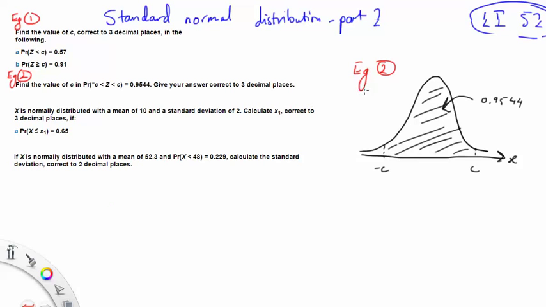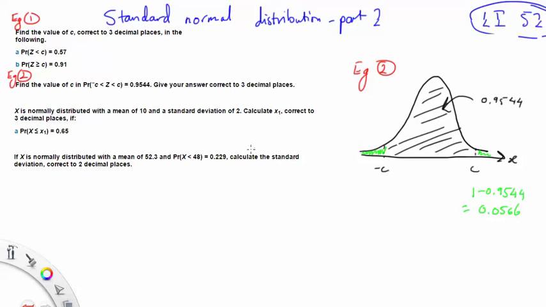Well, really our CAS will only tell us an area from negative infinity all the way up to some value. So maybe if we find the green area, we can get somewhere. Let's find the green area. So the green area is going to be 1 minus 0.9544, which equals 0.0456. So that's the green area. All right, we've got the green area.